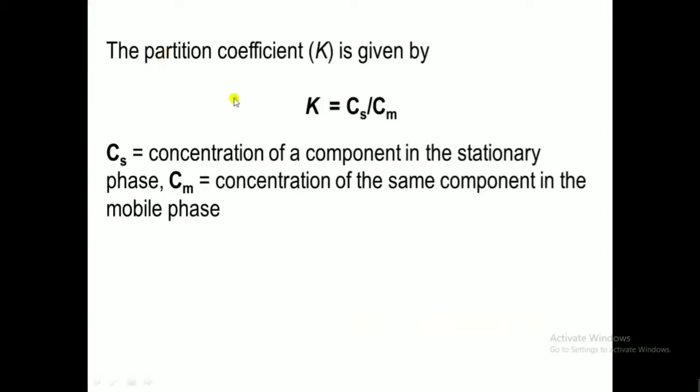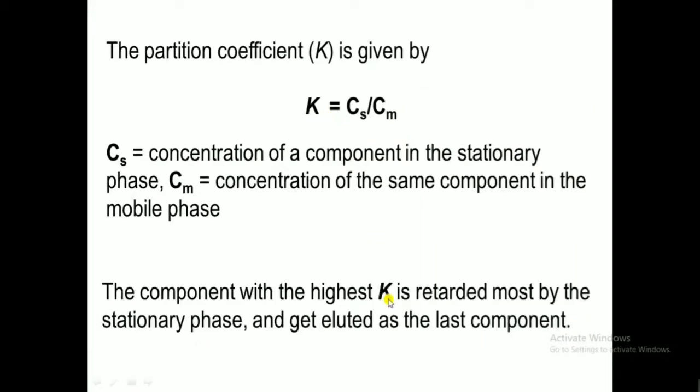Now we will see what the partition coefficient is. The partition coefficient K is given by K = Cs / Cm, where Cs is the concentration of a component in the stationary phase, and Cm is the concentration of the same component in the mobile phase. So it's a ratio between the concentrations. That ratio, which we call the partition coefficient, is different for different components in your mixture. That is the reason for the separation.